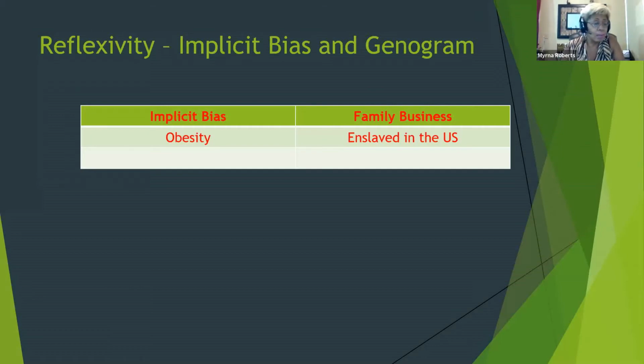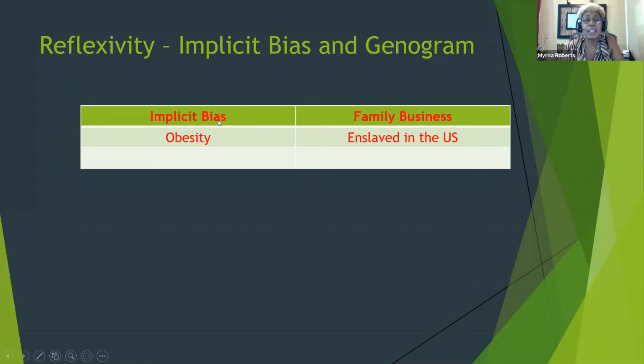Well, there's this piece of work in my master's class. I invited them to this class today. And my master's students have to do an implicit bias test and take care of their family history. That's work that the master students have to do.